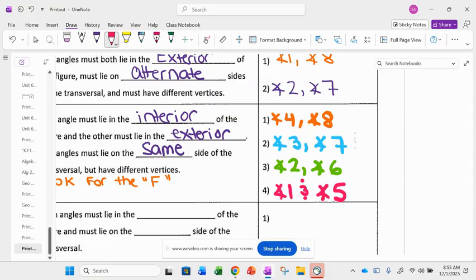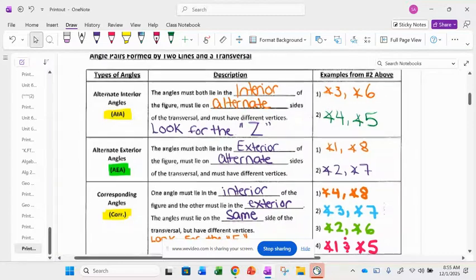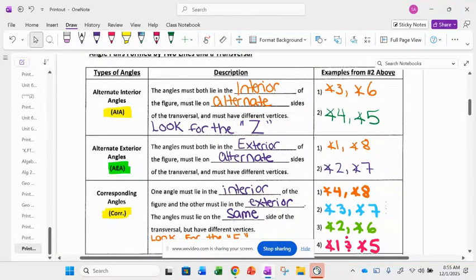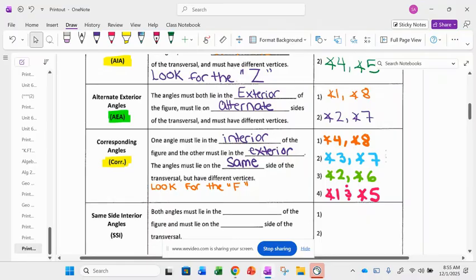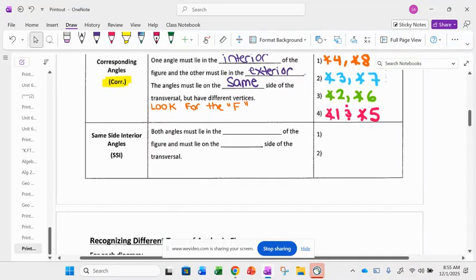So which angles go with the Z? Anybody remember? Which angles go with the Z? The alternate interior angles. Which angles go with the F? Corresponding. So we have the Z for alternate interior. We have the F for corresponding.